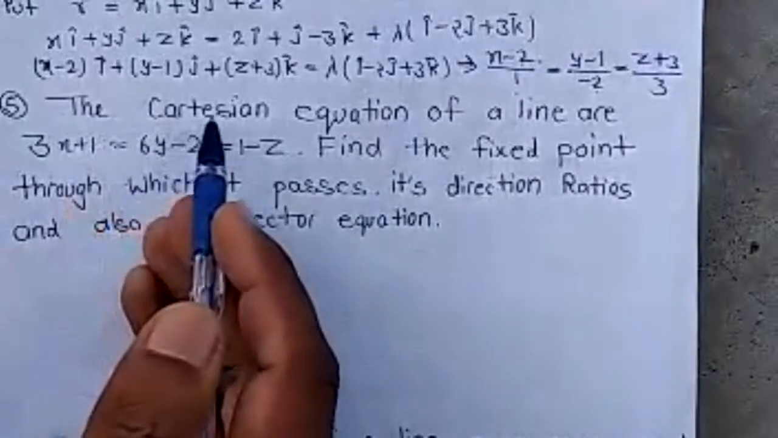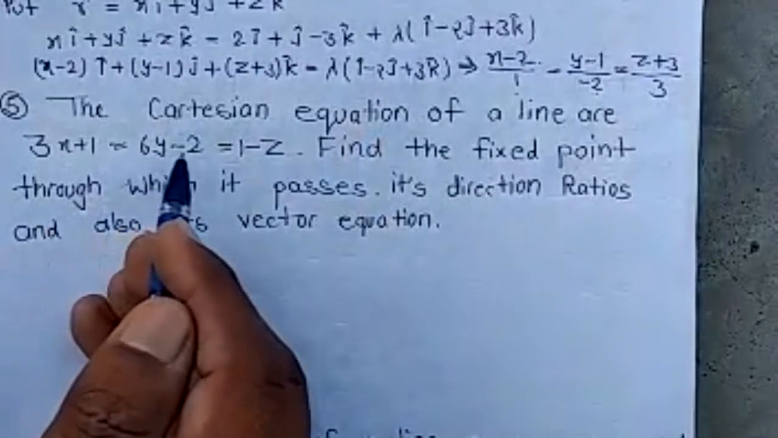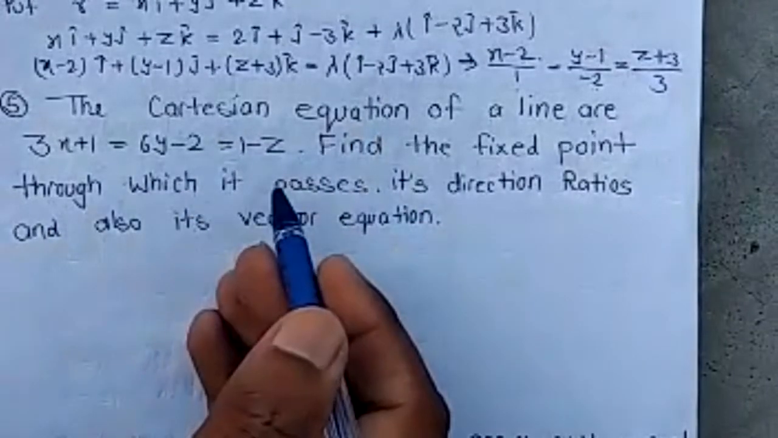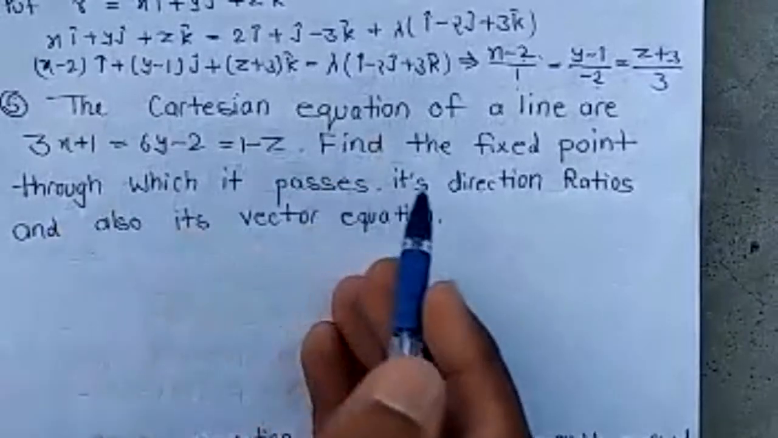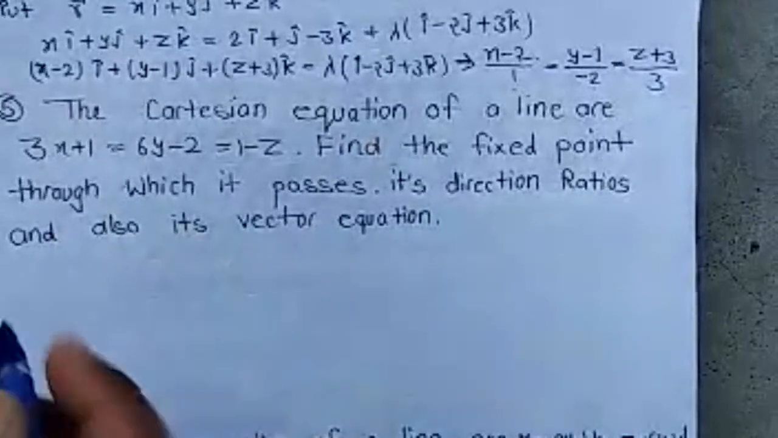Question number 5. The Cartesian equation of a line is 3x plus 1 equal to 6y minus 2 equal to 1 minus z. Find the fixed point through which it passes. Means we have to find the point through which this line passes, and its direction ratio, and also its vector equation.